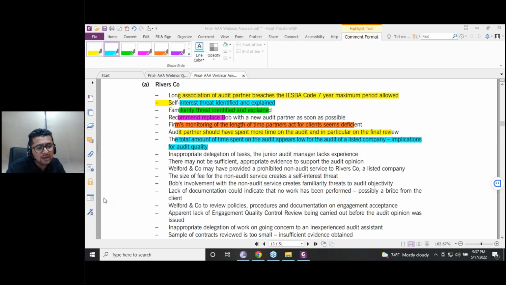Mothar is asking, I knew 2 hours were not enough, but 173 hours looked enough to me. 173 hours, including the planning, execution, final review, does not seem adequate as well, especially as it's a listed company. It's not adequate. Is this clear?